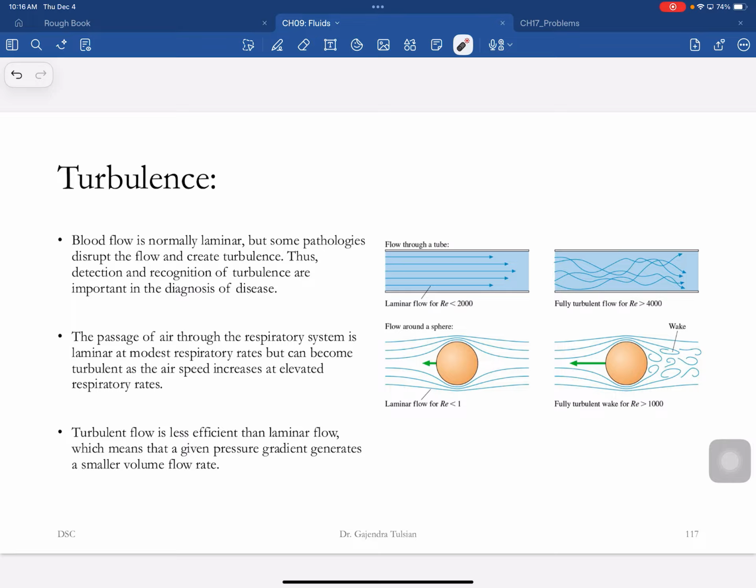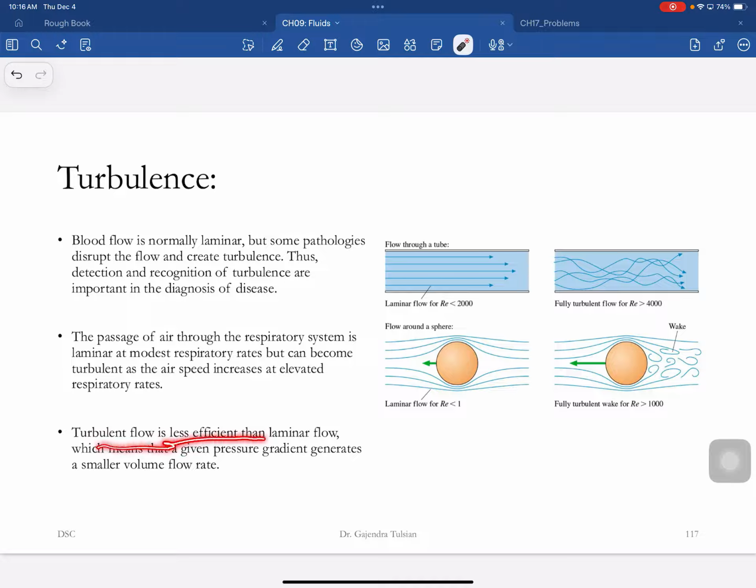Okay. The passage of air through the respiratory system is laminar at modest respiratory rates, but can become turbulent as the airspeed increases at elevated respiratory rates. Okay, so you go for a sudden fast run and you're breathing harder. You could turn the flow turbulent, and so just when you need more air, you're getting less air because it's become turbulent.